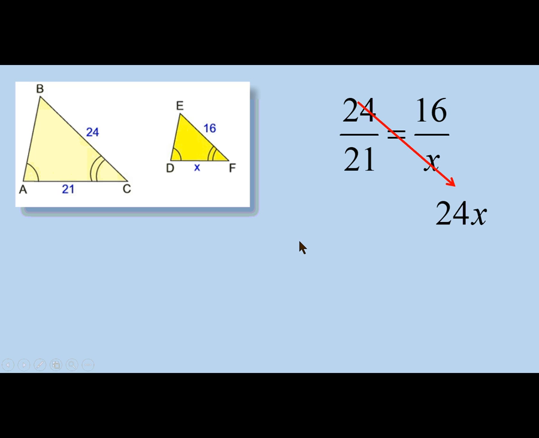24 times x is 24x. 16 times 21, you may have to bust out a calculator, and you get 336. We set these two values equal to each other and solve for x. In this case, we're just going to divide both sides by 24, and we end up getting 14. The missing measurement in the little triangle is 14.